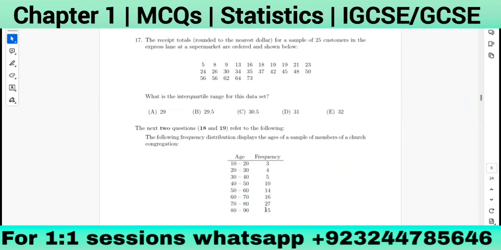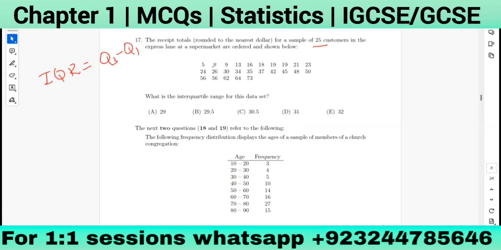The receipt totals for a sample of 25 customers in the express lane at a supermarket are ordered and shown. So they are 25, they are ordered, they are shown. Interquartile range: IQR is equal to Q3 minus Q1.